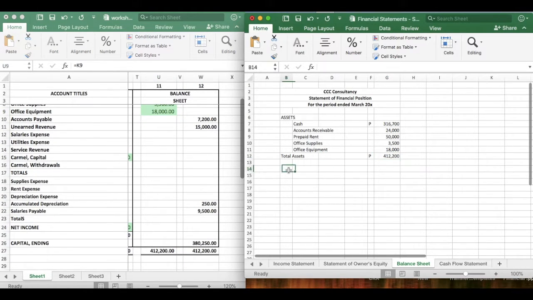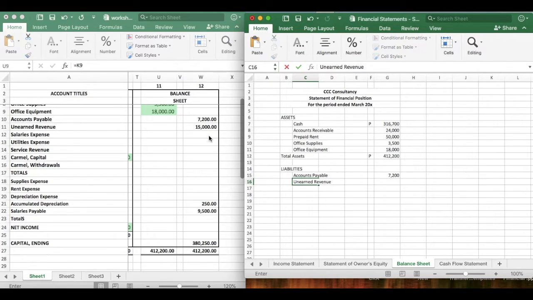Then we go to the liabilities. Again, your statement of financial position shows your assets, liabilities, and owner's equity, and it shows that assets are equal to liabilities plus owner's equity. So the liabilities that we have here are just two. So we have accounts payable at 7,200. Then we have unearned revenue of 15,000. So everything is written vertically. That's for the report form.